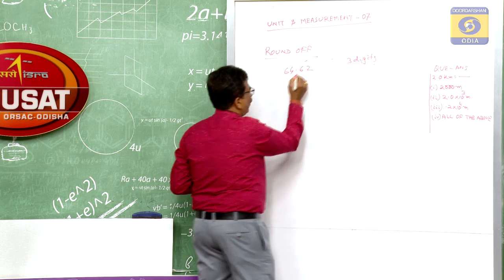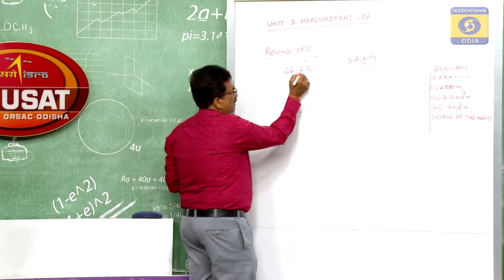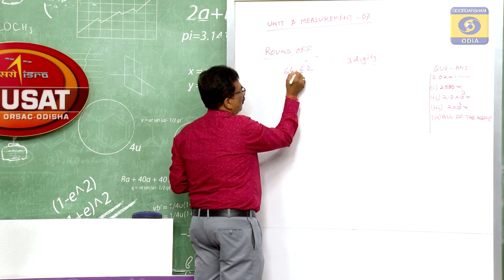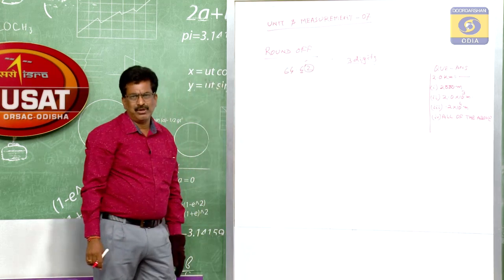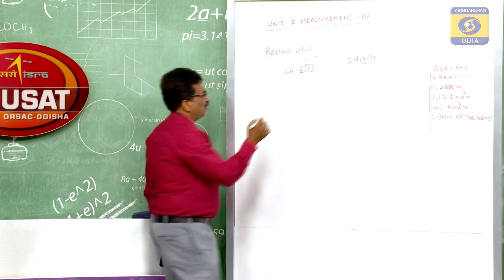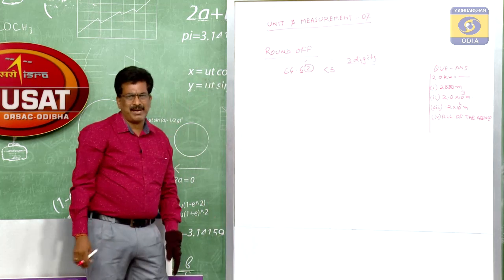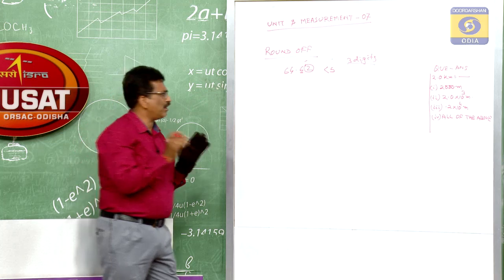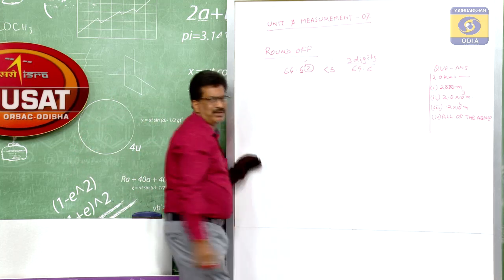When we have to round up to 3 digits, which one will be the third digit? The 6 will be the third one, that is 64.6. Then what follows? The 2 follows. 2 is less than 5. If it is less than 5, then the number remains unchanged, which means it will be 64.6.